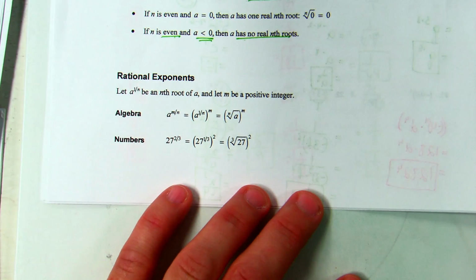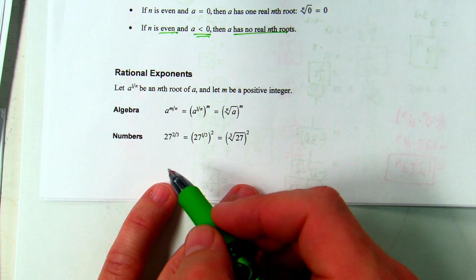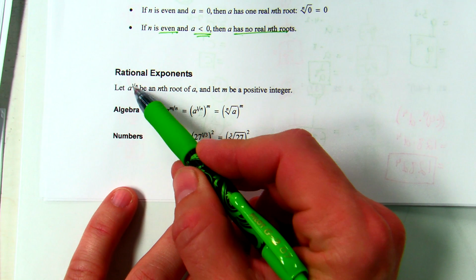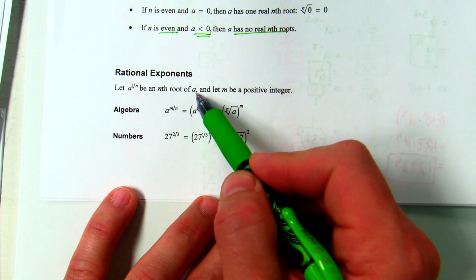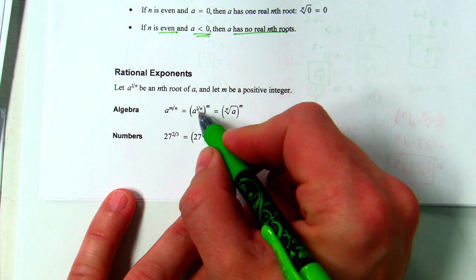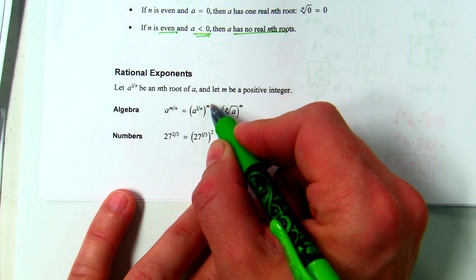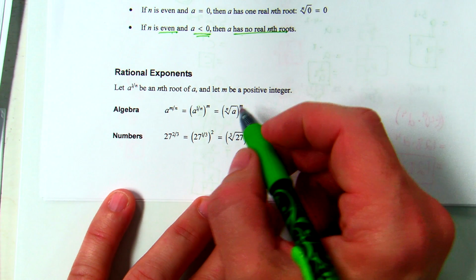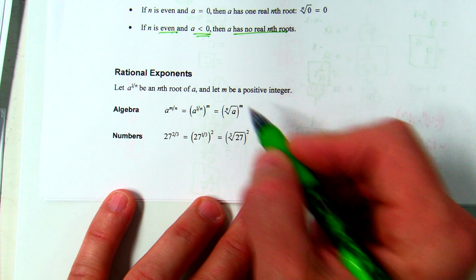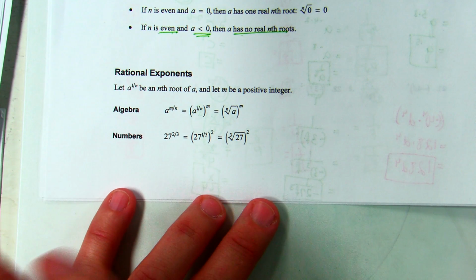All right, rational exponents. This is just some rules of how you can break these apart or put them back together. Let a raised to the 1 over nth power be an nth root of a, and let m be a positive integer. If I have a to the m over n, it's the same thing as a to the 1 over n, or the nth root of a, raised to the power of m. And you could rewrite it like this: the nth root of a, raised to the power of m, in parentheses. We'll talk about this again in the calculator, making sure you know how to do the parentheses.